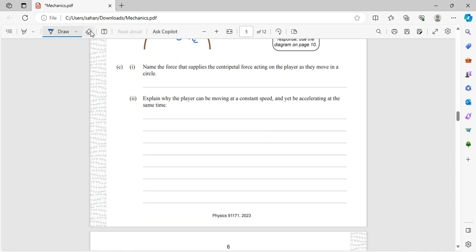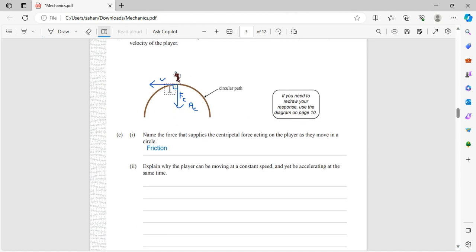Okay. So name the force that supplies the centripetal force. That is going to be friction. So basically, the friction between the player running and the ground is providing the centripetal force. Because the force has to come from somewhere, in this case it's friction.